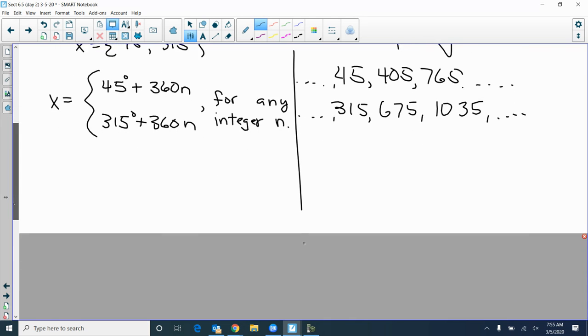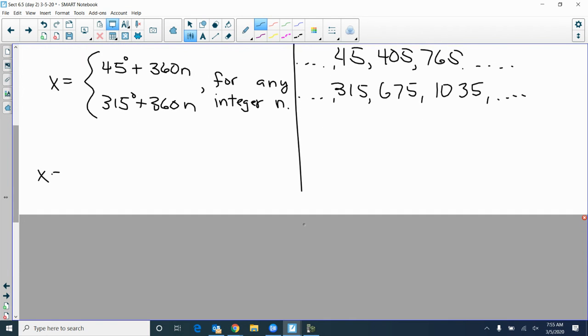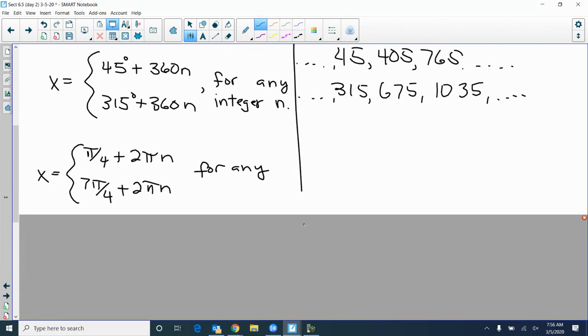All right, that's degrees. Radians, same thing, except that's pi over 4 plus 2 pi n instead of 360, use 2 pi. And then 315 is 7 pi over 4 plus 2 pi n for any integer n. Okay, for that. Now that was for cosine.